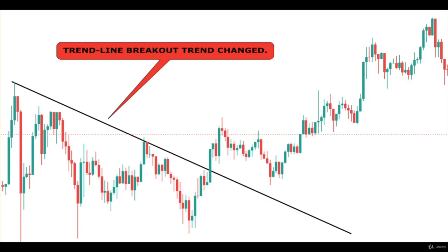Here you can see the market was in a downtrend. The trend line was getting tapped each time and the price retraced. And finally the trend line got broken over here and the trend changed. The breakout happened, the trend changed, and the price rallied all the way up. This is how effective trend lines are.